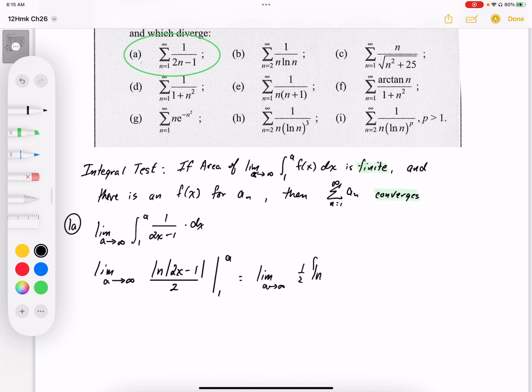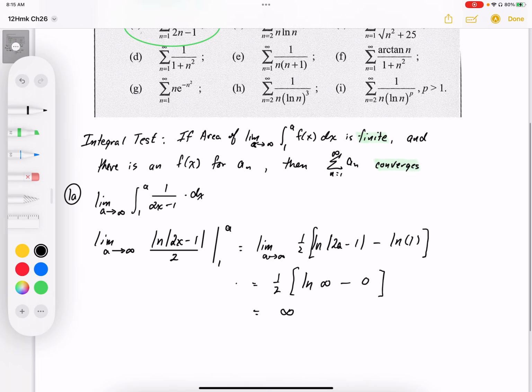log of 2 times a minus 1 minus log of 1. So it's going to be 2 times 1 minus 1, which is log 1, and that's going to be 0. So we're going to then evaluate this limit by plugging in infinity. So log of 2 times infinity minus 1 is log infinity. That's going to be infinity. So this area is infinite.